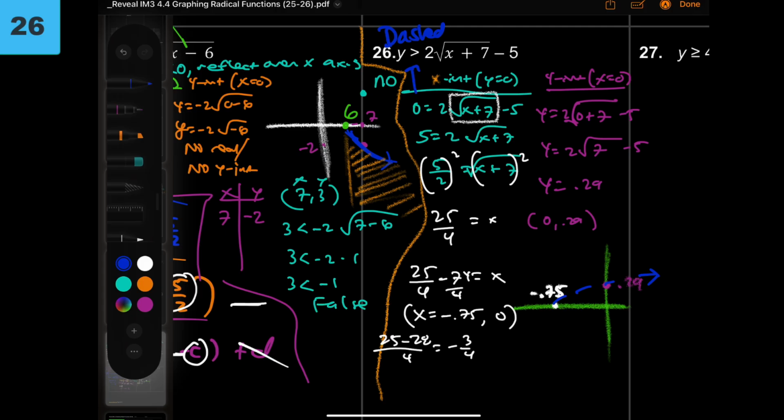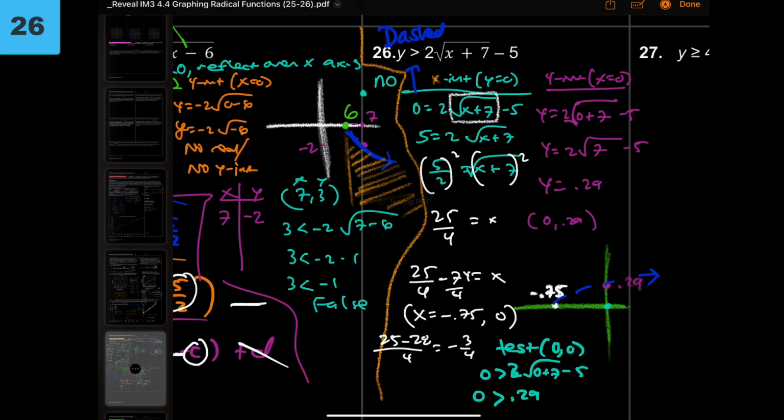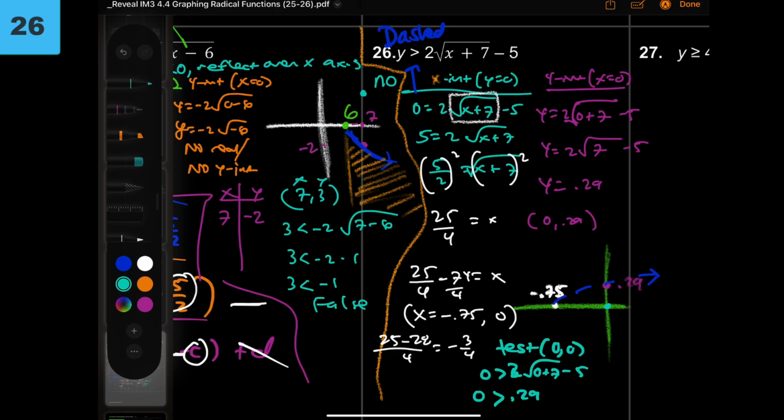Okay, so let's do our test point. The easiest one is 0, 0. So 0 greater than 2 radical 0 plus 7 minus 5, which we already did, was like 0.29. So is 0 bigger than, no money, is it bigger than 29 cents? That would be false. So no over here, that means we're going to graph up there.